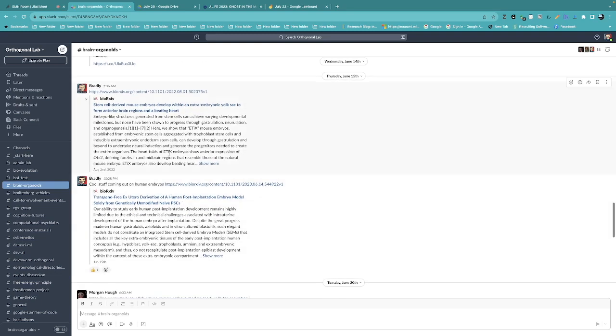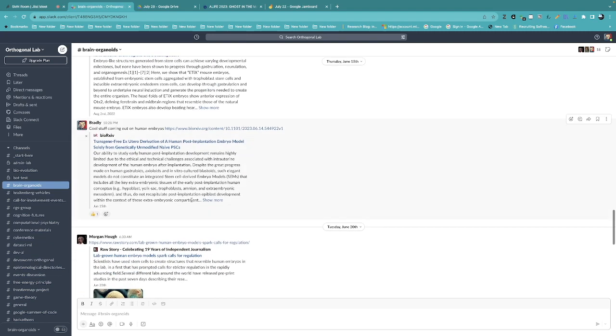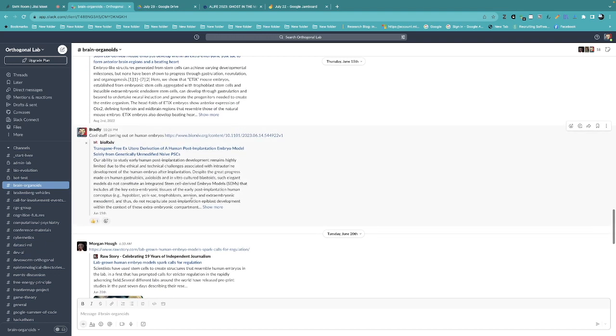So the head folds of the ETiX embryos show anterior expression of OTX2. So anterior means toward the front, and this anterior expression defines the forebrain and midbrain regions that resemble those of a natural mouse embryo. So they look for these different markers in the embryo to see if it's up to what we would expect from a normal embryo.